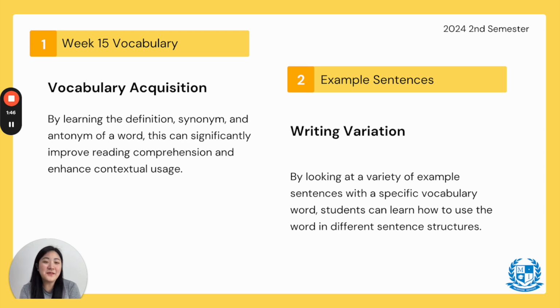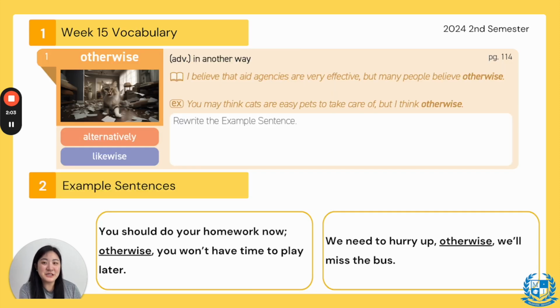By looking at a variety of example sentences with a specific vocabulary word, students can learn how to use the word in different sentence structures and make your writing a bit more varied and fun and interesting. So, without further ado, please go ahead and get your vocabulary workbook out and turn to week 15. And we'll start with number 1. If you don't have your book yet, please pause the video, go get it, and come back.